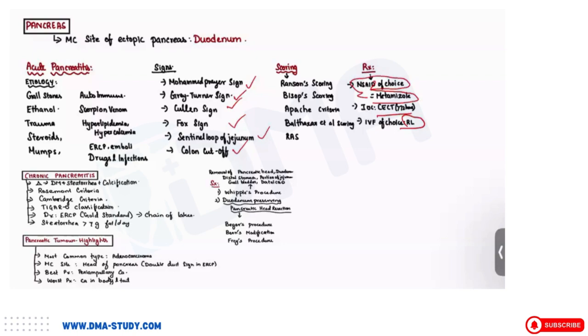And chronic pancreatitis: the DM plus steatorrhea plus calcification. The named criteria are Rossman and Cambridge. The diagnosis is ERCP, the gold standard, where you see the chain of lakes appearance. The surgery we do here is a Whipple's procedure.